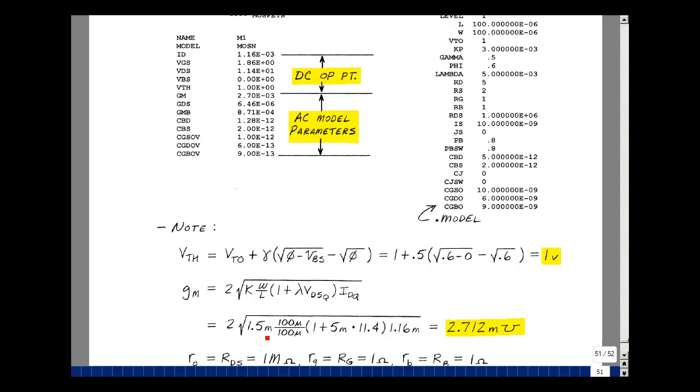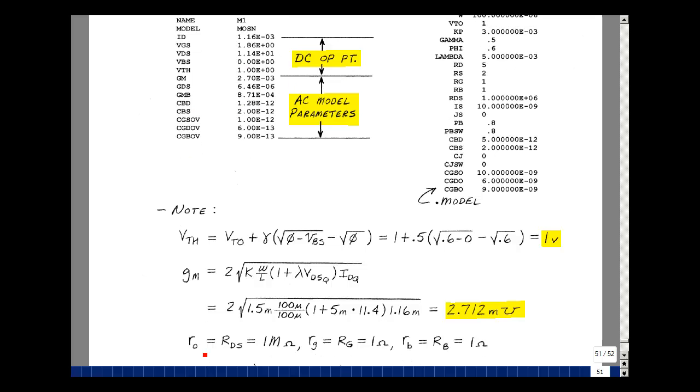It's 1.5 milli. The width and length were 100 micron. Of course, they're going to drop out as a ratio. The value of lambda is 5 milli, and the drain to source voltage over here is 11.4 volts, and the drain current is 1.16 milliamps. That gives me 2.712 millimhos, and back up over here, it's 2.7 millimhos.